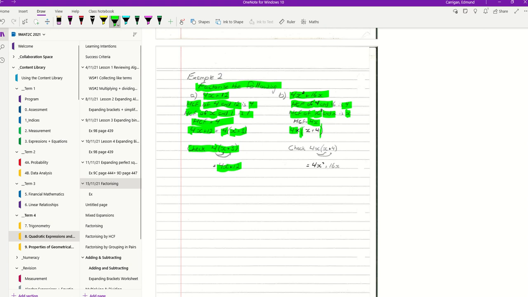For the first one, what else do we need to multiply 4x by to get to 4x squared? The answer is x. We need another x. 4x times x is 4x squared. What else do we need to multiply 4x by to get to 16x? We've already got our x. We need to multiply by 4. So we've got 4x outside of x plus 4. We can expand it to check. 4x times x is 4x squared. 4x times 4 is plus 16x.